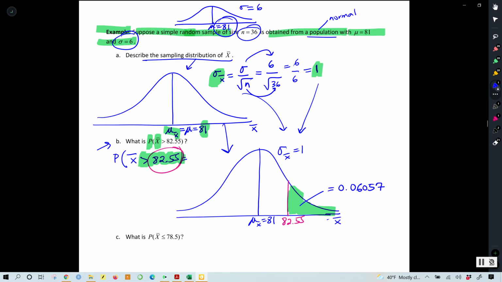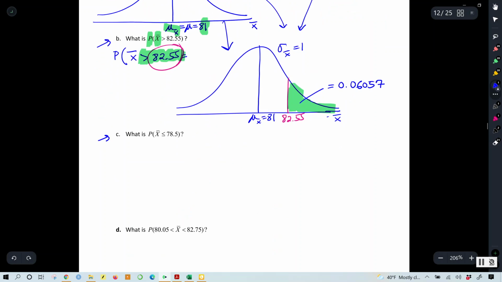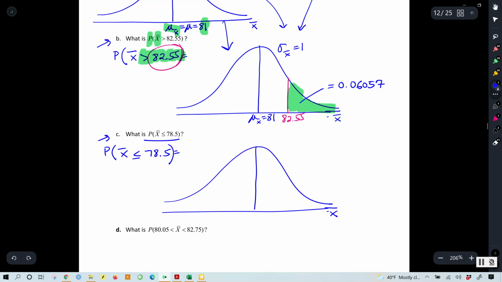With that question completed, we proceed to the next question, and that is to find the probability that x bar is less than or equal to 78.5. So this will be the probability distribution of x bar. I will locate the mid value, which is 81 again, and my standard error is 1. And I would like to locate 78.5. That should be a number below 81. And I am interested in the region to the left of 78.5, and the size of that region I can calculate.